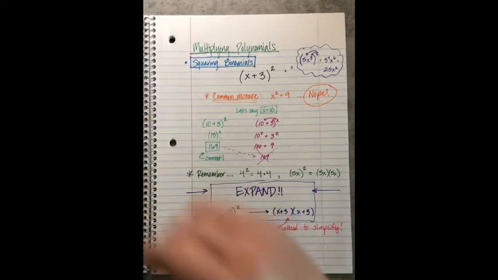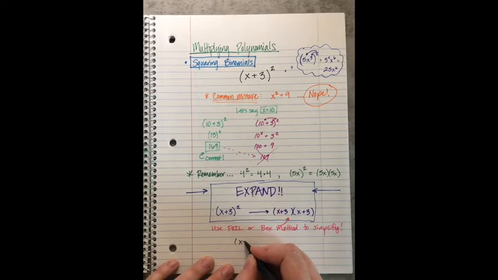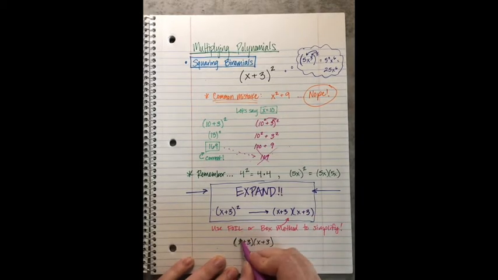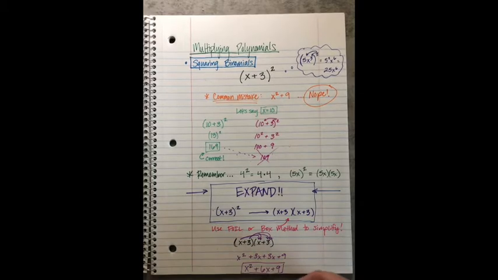Okay, so let's go ahead and do that. x plus 3 times x plus 3. I'm a FOIL person. I think you guys have figured that out by now. So I'm just going to use FOIL real quick. Feel free to use box method. x times x is x squared. x times 3 is 3x. 3 times x is 3x. And 3 times 3 is 9. We combine like terms, we get x squared plus 6x plus 9. Final answer.